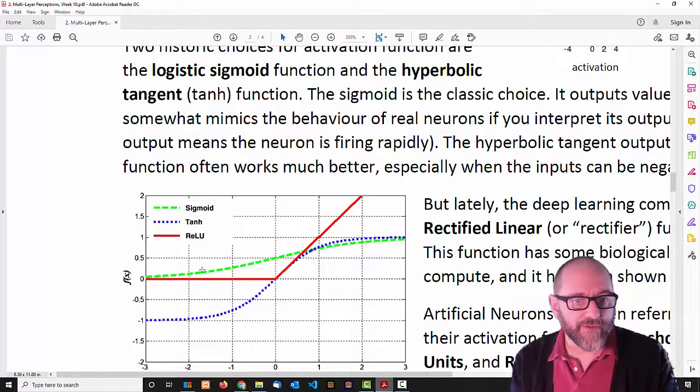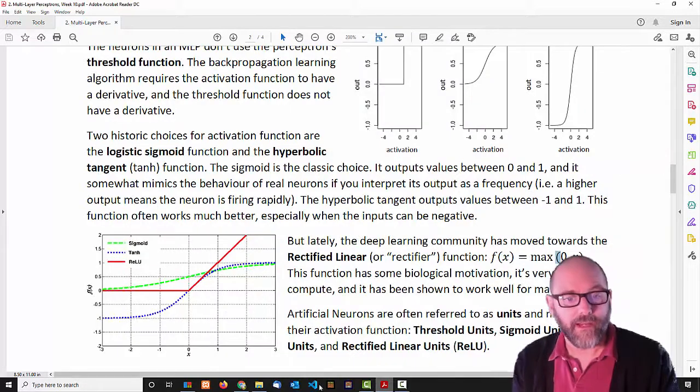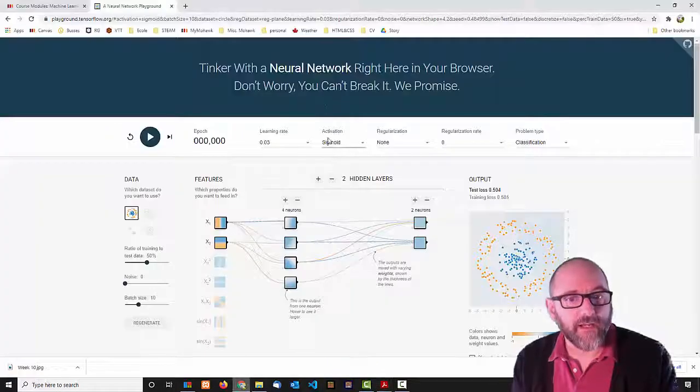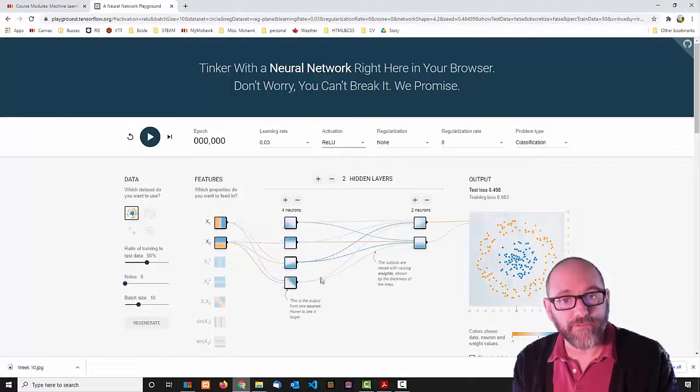This is how it compares to this. The green is the sigmoid function, and the blue is the hyperbolic tangent function. And yeah, it goes up to infinity. It doesn't bother to stop at 1, but it seems to work quite well. So you can find this in the playground over here. It's ReLU. So these are referred to as ReLU units. And you notice it's going between 0 and infinity, basically.